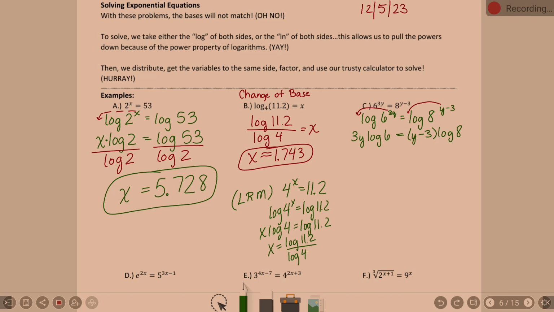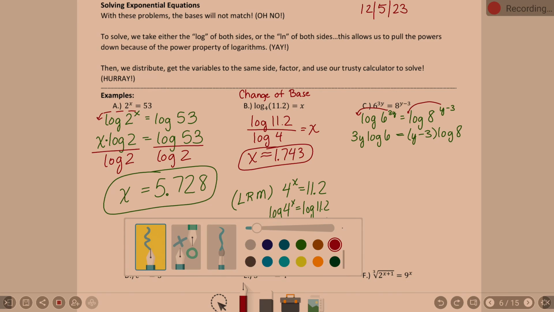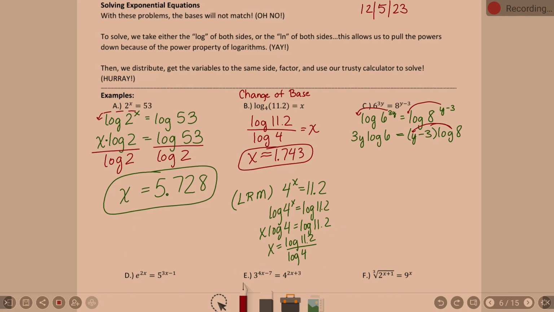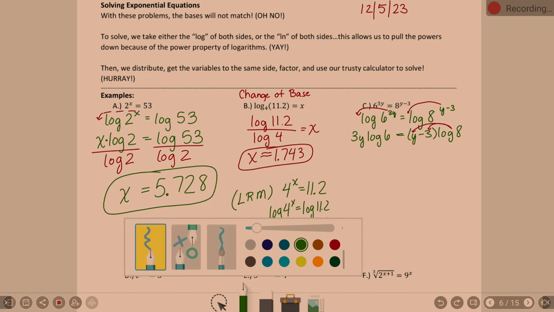In order to get the y's on the same side, this is one term on the left, 3y log 6. On the right, this is y minus 3 times log 8. Keep in mind, log 8 is just some number. Okay, we don't know what number, it's some decimal our calculator can tell me. So if log 8 is just a number, that log 8 actually is going to get distributed to the y minus 3. Okay? So we're going to distribute this.